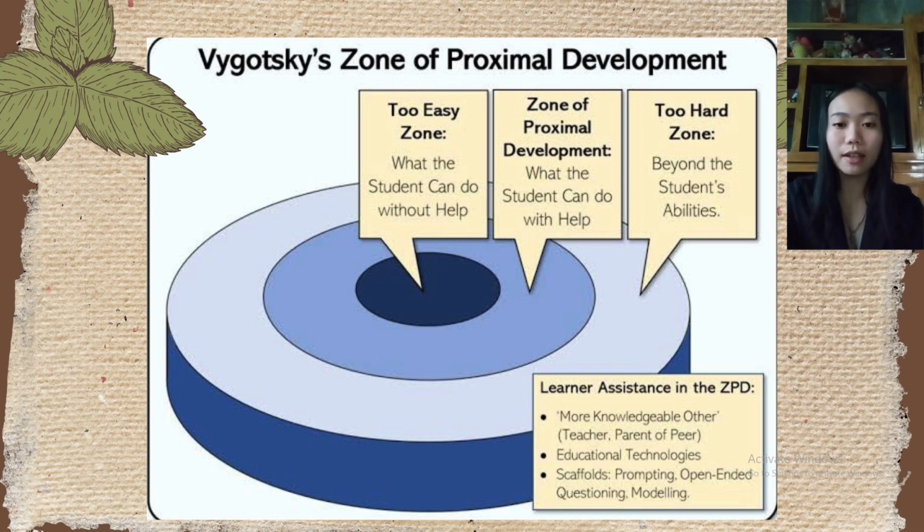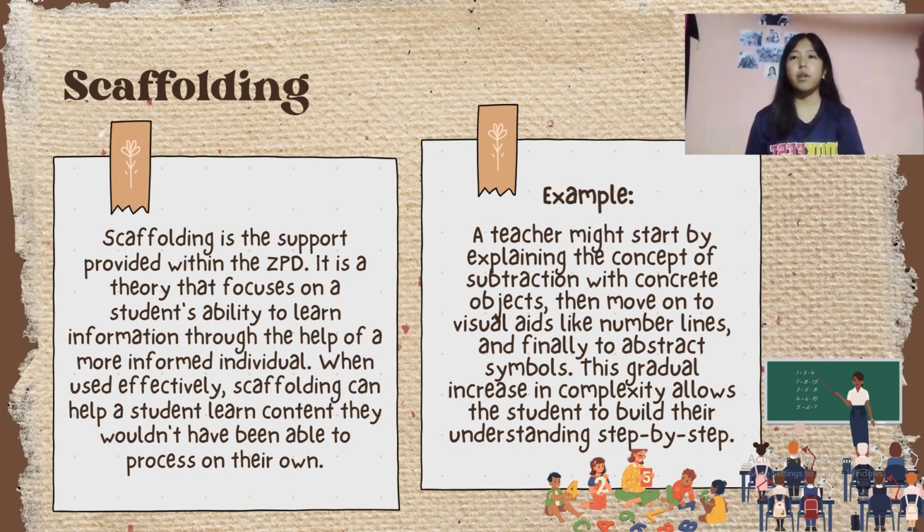The ZPD is a dynamic concept, meaning it changes as the learner's abilities develop. Effective instruction should focus on tasks within the learner's ZPD to promote optimal learning. So let's proceed to scaffolding, one of the learning assistants of ZPD. So what is scaffolding? Scaffolding is the support provided within the ZPD. It's like the training wheels on the bike, helping the learner gain confidence and independence gradually.